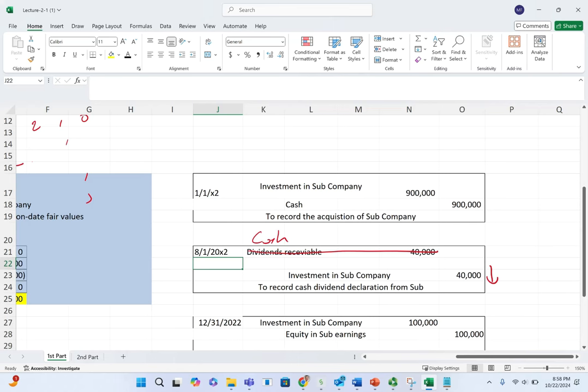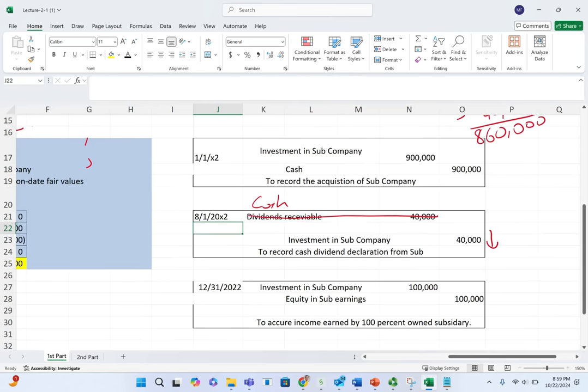So we reduce our investment. Remember, we started this investment at 900,000. Now we reduce it by 40,000 because we received a dividend. So yes, we reduce the investment, but we get the cash. Therefore, if I ask you, what is the value of the investment as of this date? You would say the value is 860,000. Are we done yet?